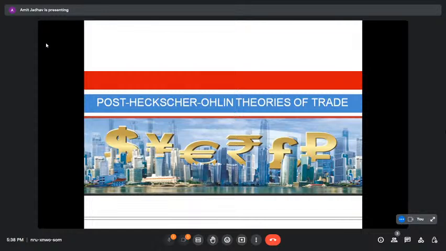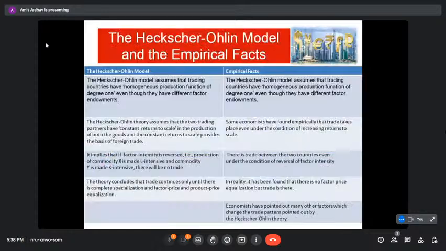So today we discuss the post Heckscher-Ohlin theories of trade, or we can say the theories of imperfect markets. Heckscher-Ohlin as well as the other economists we discussed previously all assume full employment and perfect competition. But in real life, we can't see perfect competition. There is imperfect competition in the market. So if there is imperfect competition, how will trade happen between two different countries?